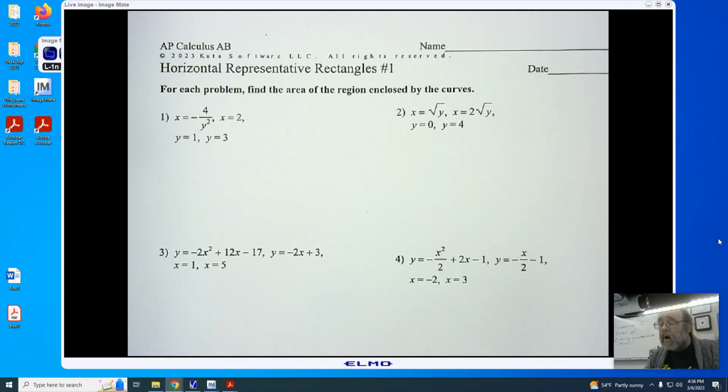Numbers 1 and 2 are working with horizontal rectangles, and numbers 3 and 4 are working with vertical rectangles but having a point of intersection in between. Alrighty, let's go ahead and begin. We're going to start with number 1 first.